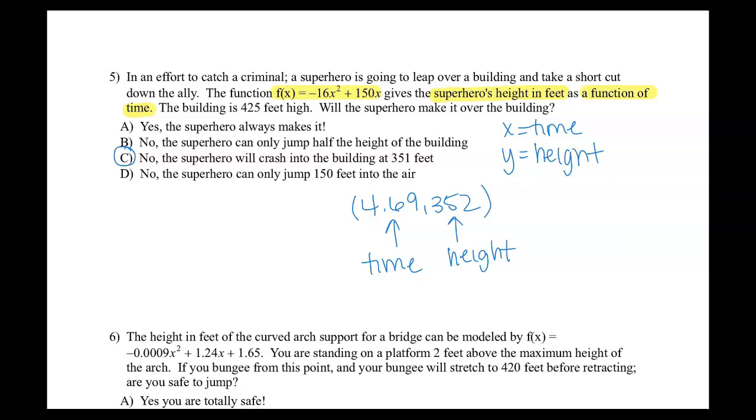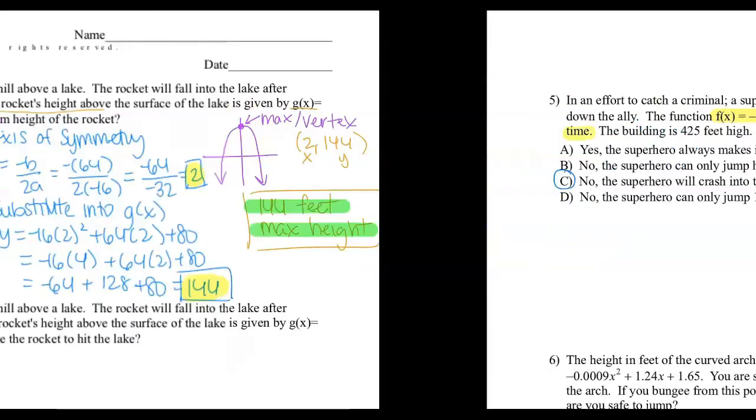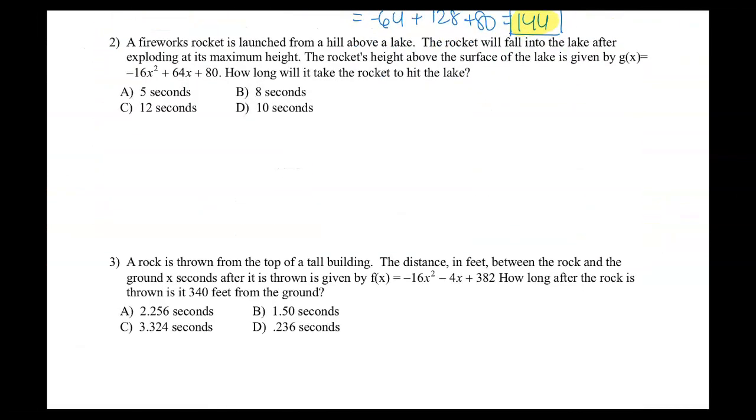All right. Let's look at 2 more questions, and then the rest of this page will be extra practice for you. It's really good extra practice for you to review. All right, let's look at example 2. For example 2, this says a fireworks rocket is launched from a hill above a lake. The rocket will fall into the lake after exploding at its maximum height. The rocket's height above the surface of the lake is given by negative g of x, which equals negative 16x squared plus 64x plus 80. It asks you how long will it take the rocket to hit the lake.